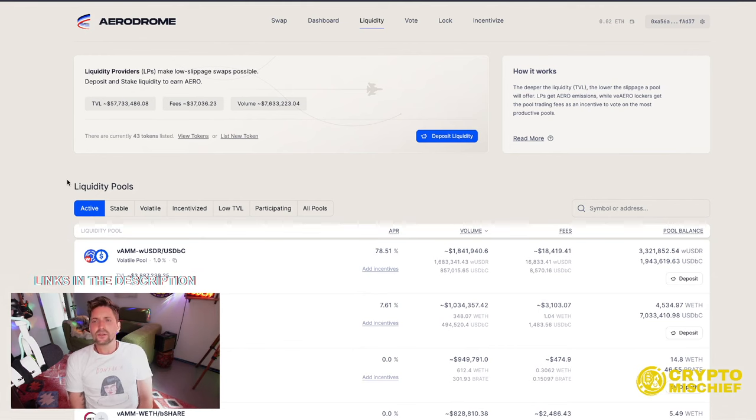So Solidly was the first one, made by Andre Cronje last year, and people have been forking it over all sorts of platforms. Some of them work out, some of them don't. The most famous one's probably Equalizer, which is also on Base chain. If you want to check that out, you can too. So that is Aerodrome and how it's running.